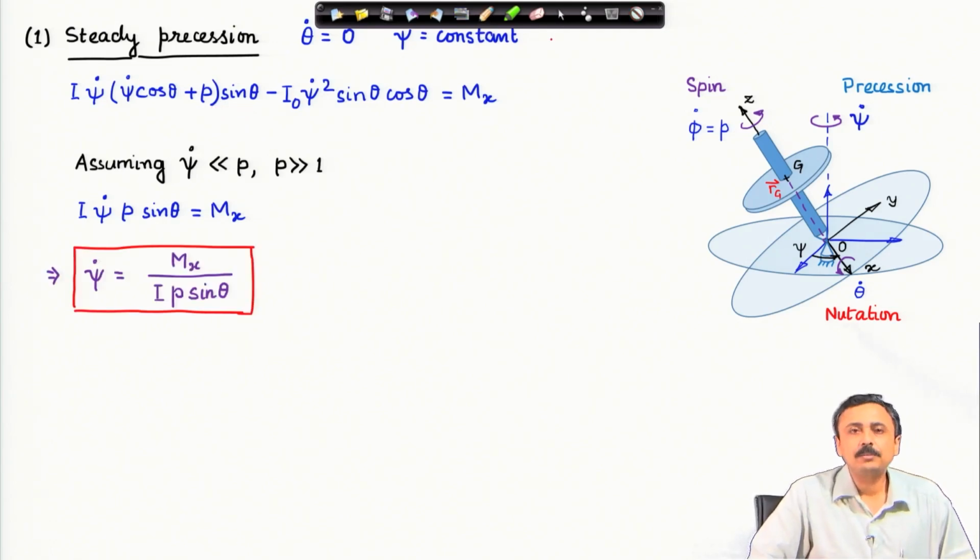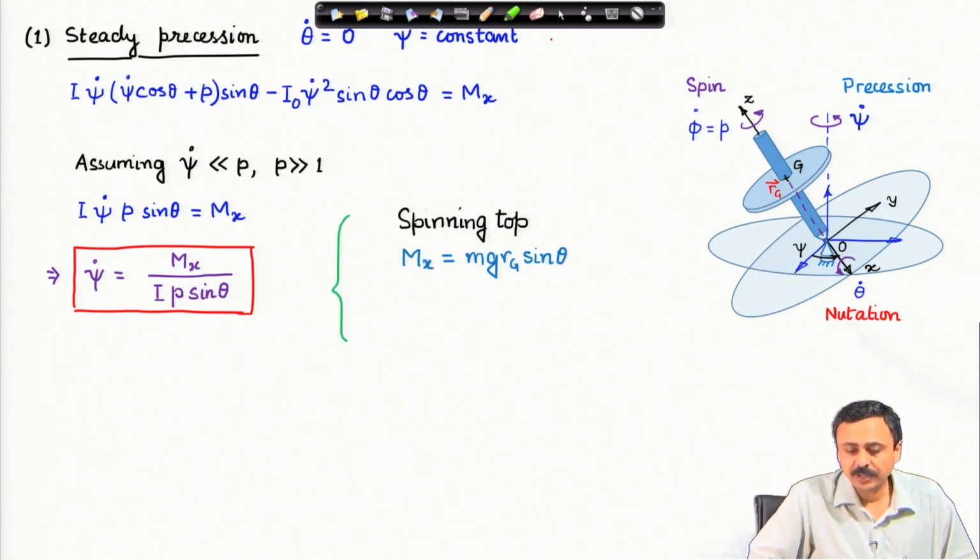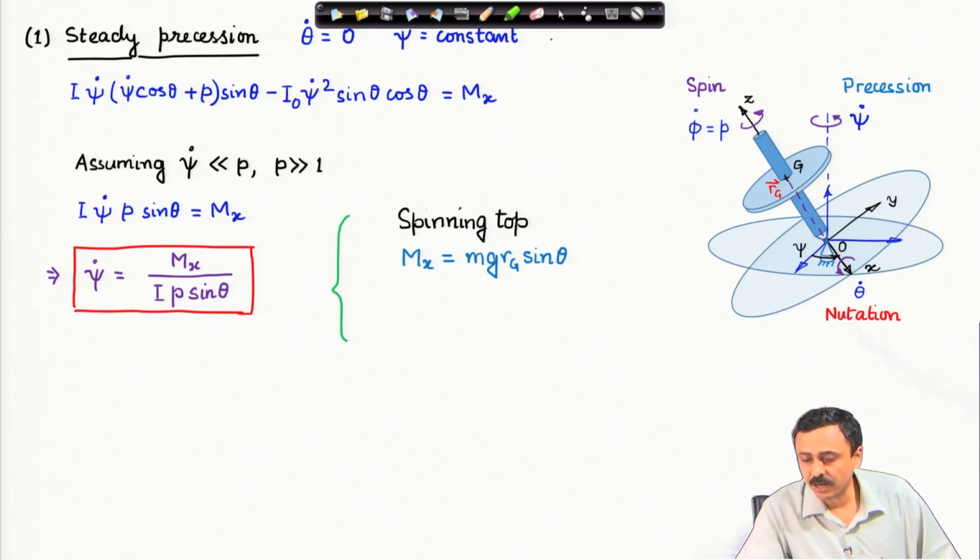And then I can obtain psi dot in terms of the applied moment and the spin and inertial properties of the body. For a spinning top, for example, the moment that is produced about the point O is due to the weight, and that is given by mg rg. I have marked out rg in this diagram.